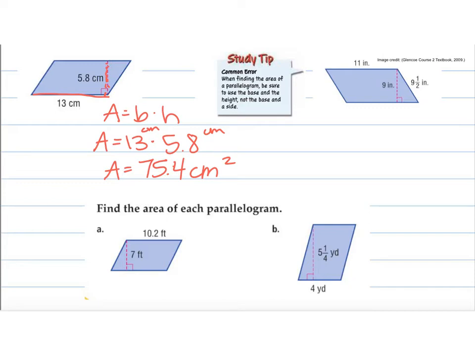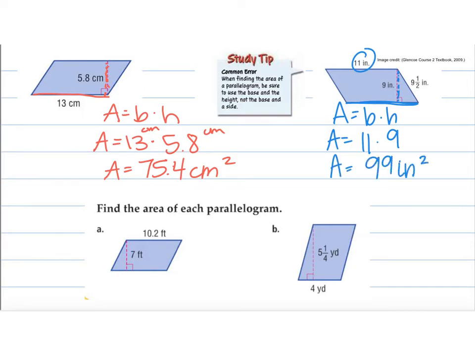Study tip here, when finding the area of a parallelogram, be sure to use the base and the height, not one of the other sides, which we'll look at on this problem. So start with writing down the formula. Try these on your own if you're feeling comfortable. Base times height. Now we can plug in. Well, the base would be this bottom side, which if I look up here is 11 inches. And then the height is the 90-degree angle, not the other side of the parallelogram, so 9. So the area equals 11 times 9 is 99 inches squared.